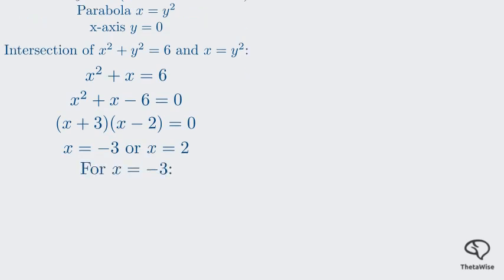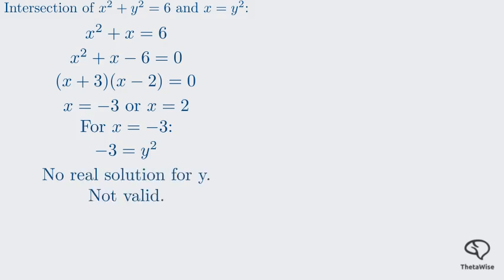For the first solution, x equals -3. The equation of the parabola is x equals y squared. So, -3 equals y squared. This has no real solution for y. Remember, we are working in the real number plane. This point is not valid for our area.